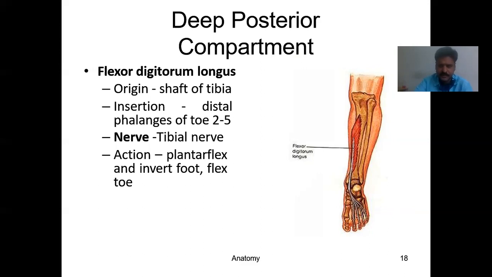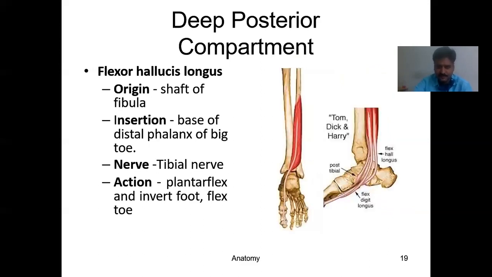Okay. The flexor hallucis longus arises from the shaft of the fibula and is inserted into the base of the distal phalanx of the big toe. Supplied by the tibial nerve. Its actions are plantar flexion, inversion of the foot, and flexion of the great toe. So it's very important.